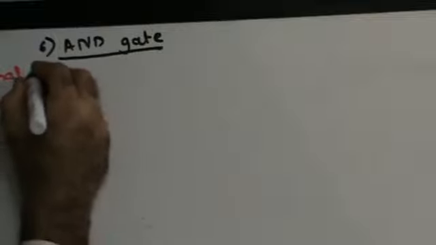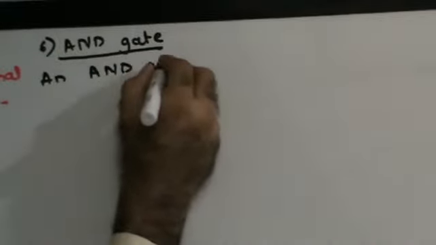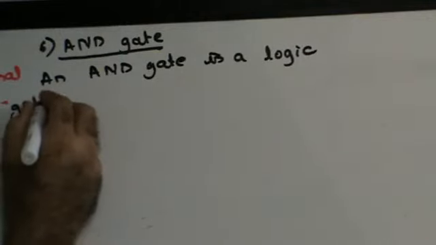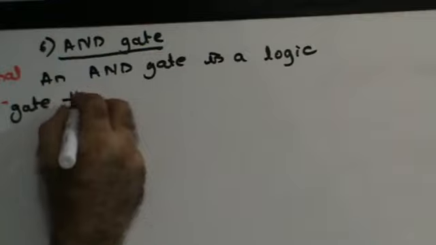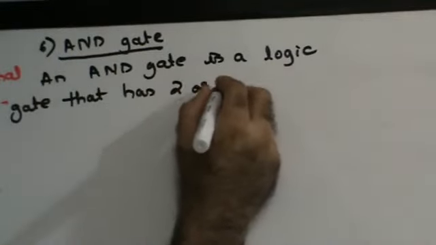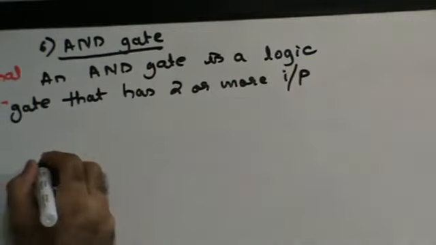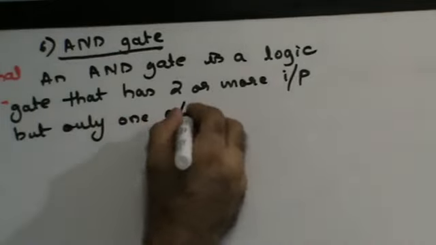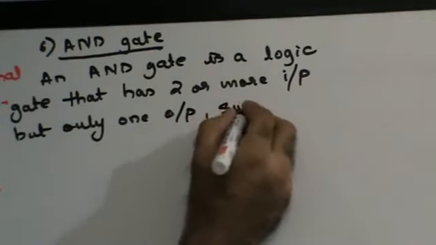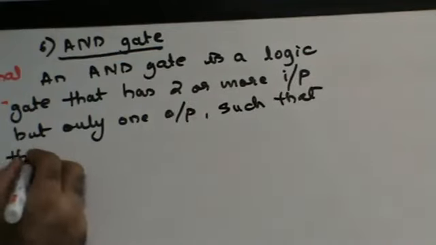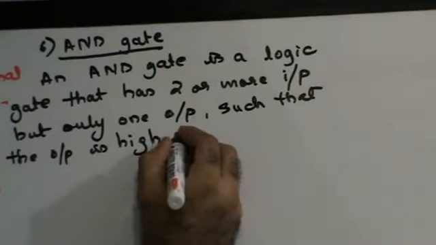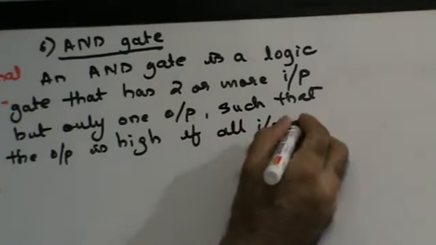Right? AND gate. What is an AND gate? An AND gate is a logic gate that has two or more inputs but only one output, such that the output is high if all the inputs are high.